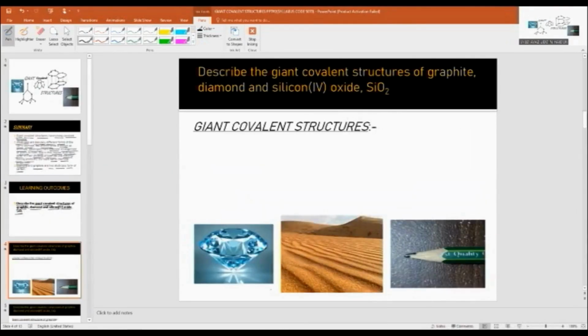These are some examples of elements or compounds having giant covalent structure. I have already told you their names. From the left hand side, diamond. This is sand, or silicon 4 oxide. This one is a pencil, which contains graphite.